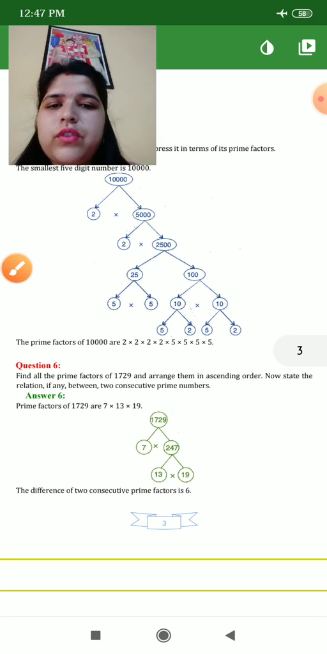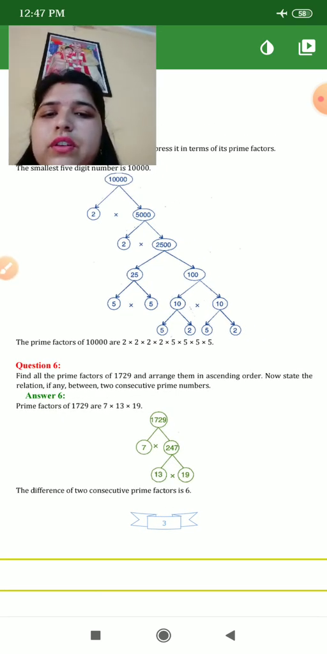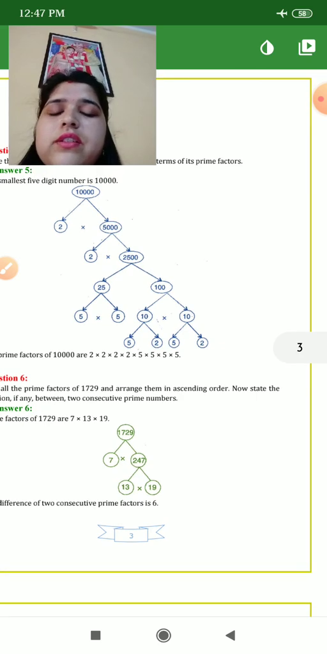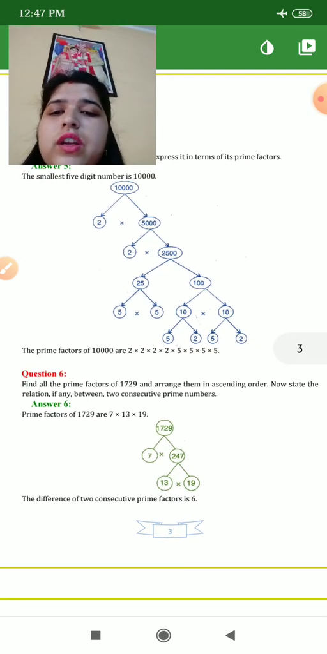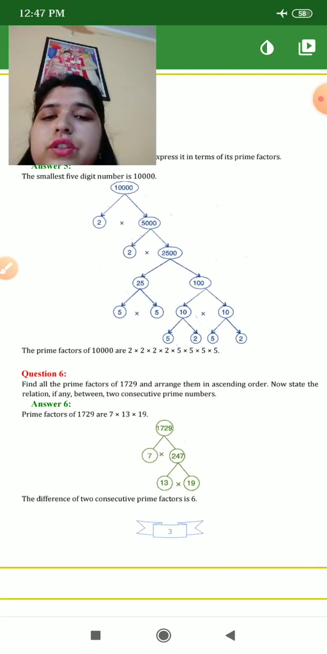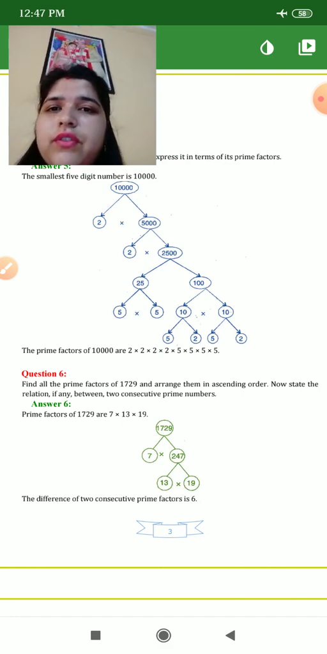Now the next question is: find all the prime factors of 1729, arrange them in ascending order. Now state the relation, if any, between two consecutive prime numbers. You have to find the prime factors for this number, it means the number is already given to you.